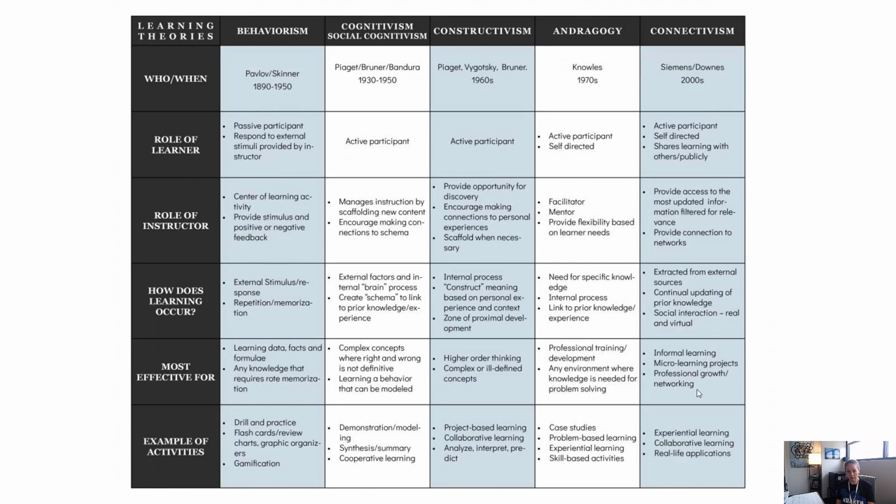Cognitivism is more along the lines of how we think and process information. So how do we make connections? It really focuses on how our brain processes, how we link prior experiences to new experiences. And again, you're going to be researching a lot further with Piaget. He's one of kind of the founding fathers of cognitivism, and that was in the early 1900s. And then towards like the 1960s, we get into constructivism.